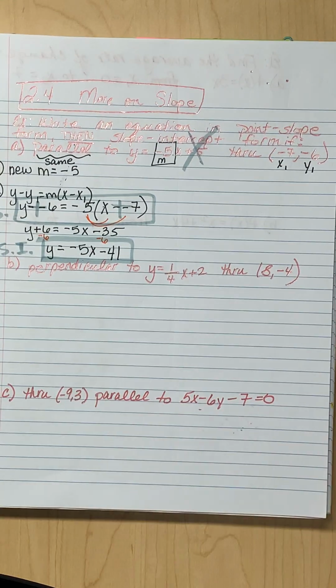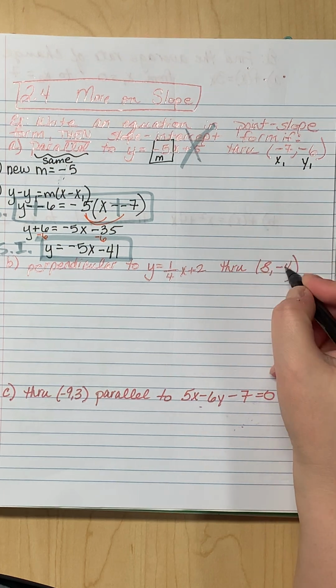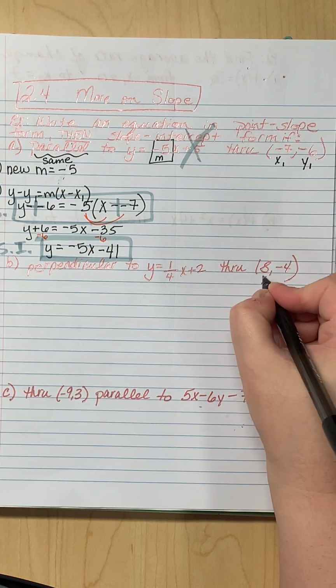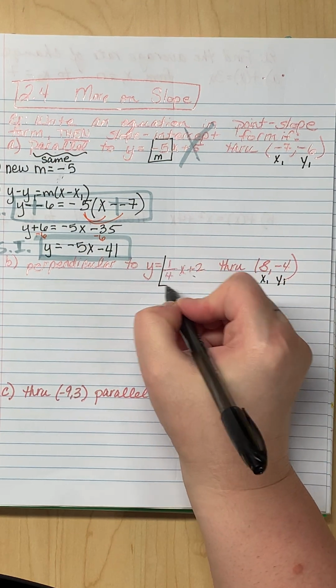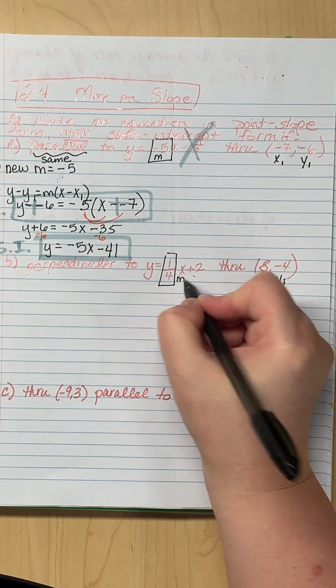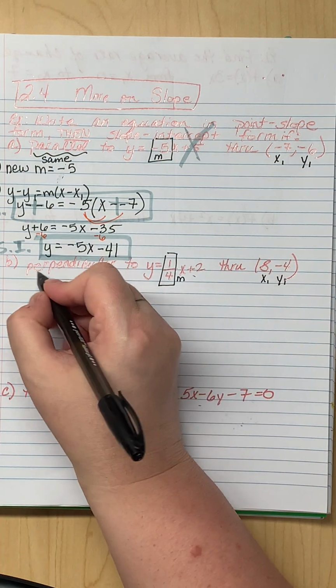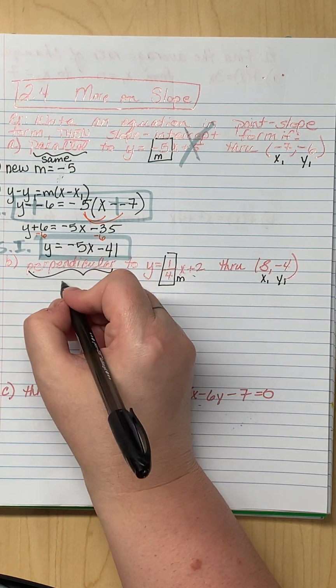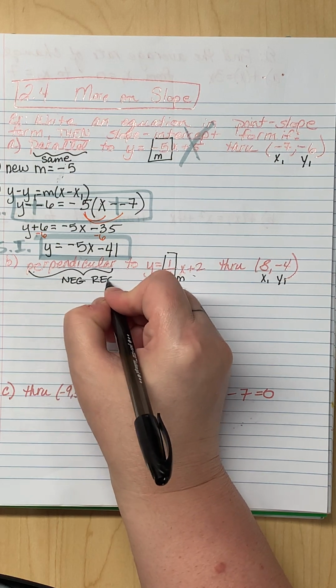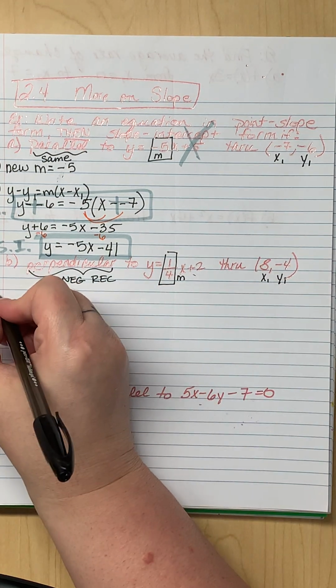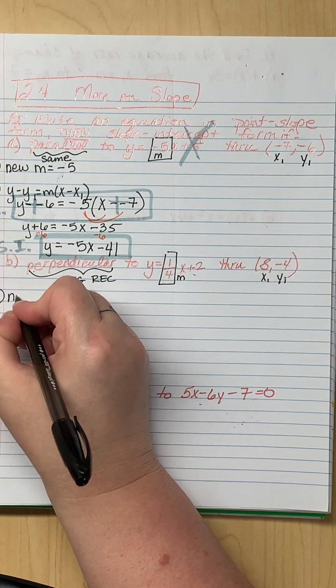It says pretty much the same thing, only perpendicular, and we got a fraction and a point. Okay, so first, this point says 8, -4. That's x1, y1. Second, this is mx plus b. The m is the 1/4. Third, perpendicular means negative reciprocal, or change the signs and flip that baby upside down. So my first step is to find the new slope.